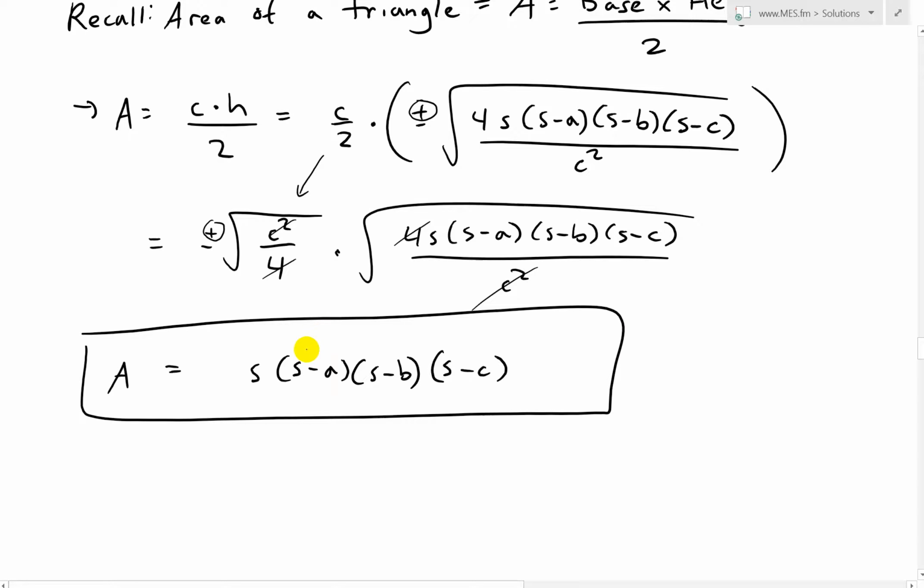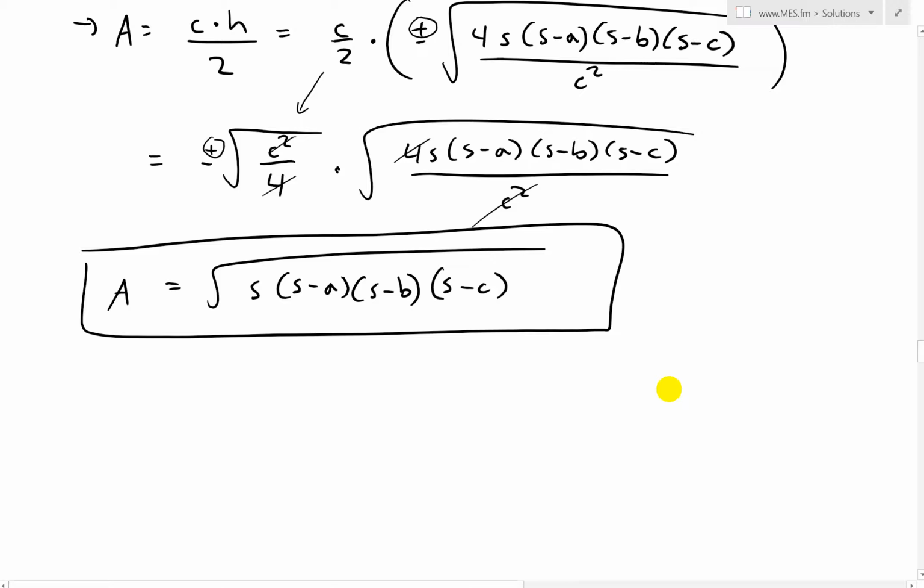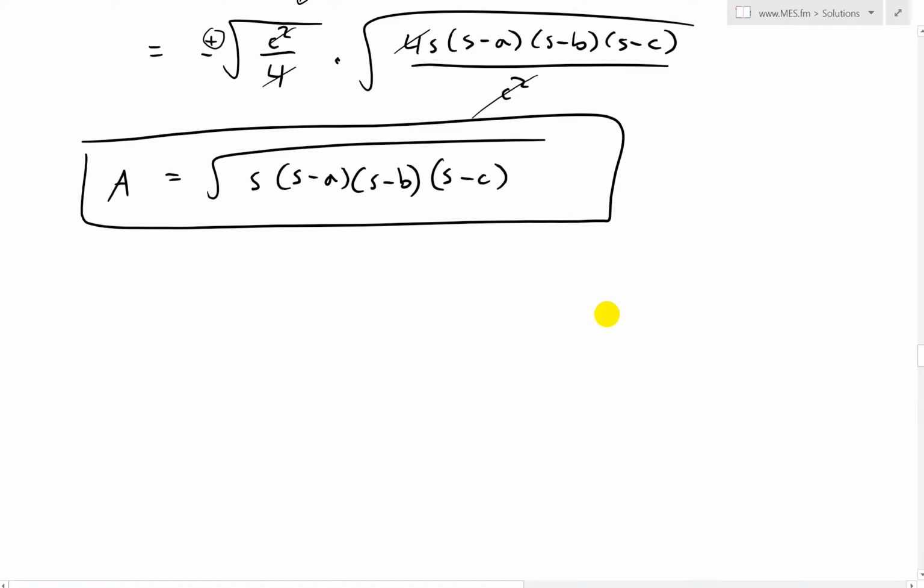So just put this better like that. So the area equals this amazing formula, s times s minus a times s minus b times s minus c, hashtag absolutely amazing. I'm just going to write that, absolutely amazing. Heron is my hero.